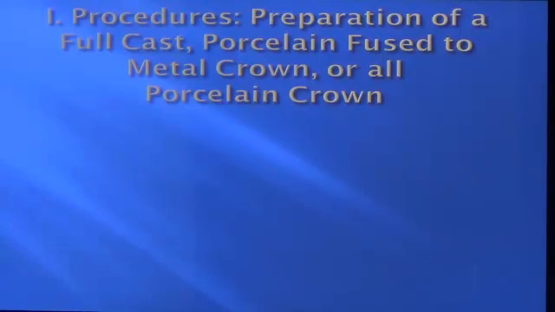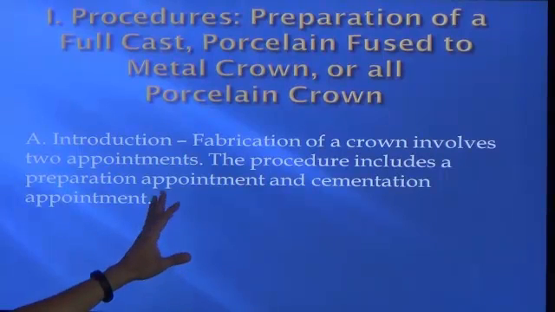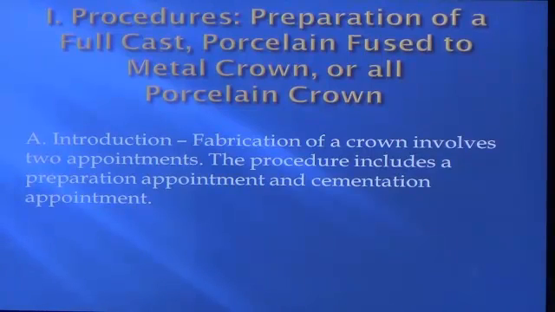Okay, so procedures for a full cast or full porcelain fused to metal crown, or an all porcelain crown. Again, before the CEREC machine, it's 2 appointments. Patient comes in, anesthetized, we prepare the tooth, take an impression with those materials, put a temporary, and the patient goes home for 2 weeks. The patient comes back, numb them up, take the temporary off, clean it out, cement the crown. Okay?